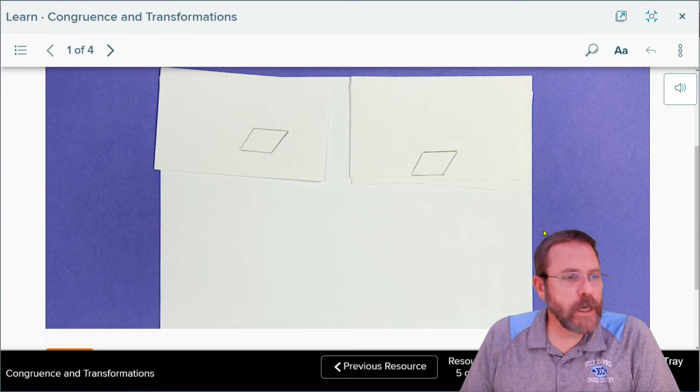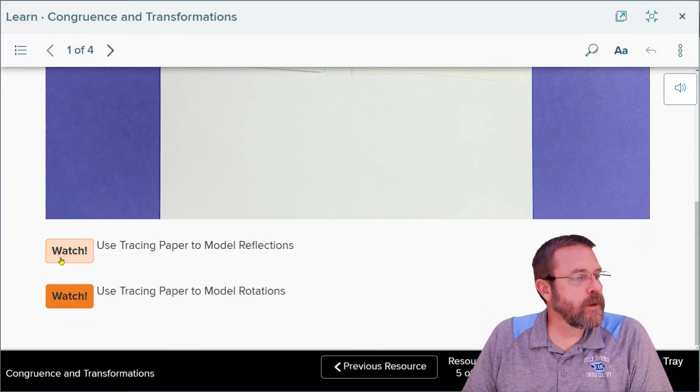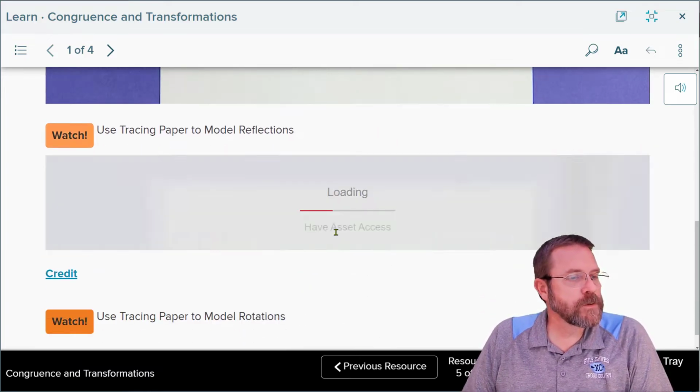Well, that was about as exciting as watching paint dry. Let's see what they say about modeling reflections here.